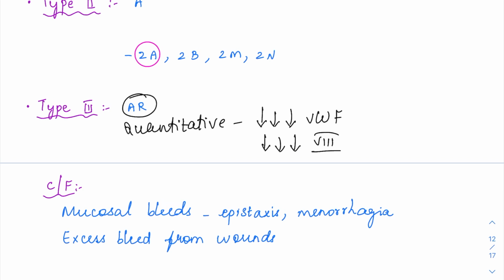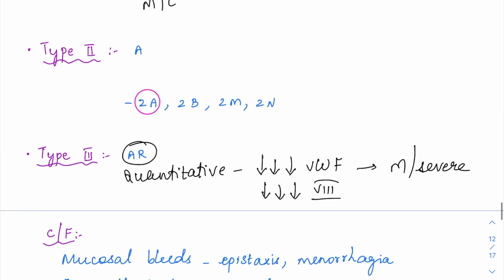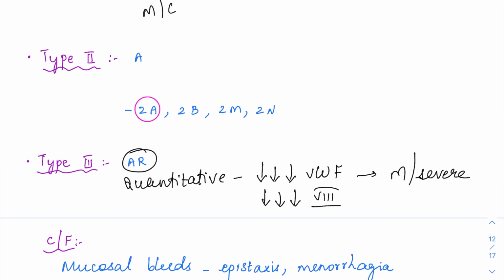So a decrease in levels of von Willebrand factor and factor 8 is going to be there. A very severe decrease is there, so this is the most severe von Willebrand disease. The most common is type 1, while the most severe is type 3.